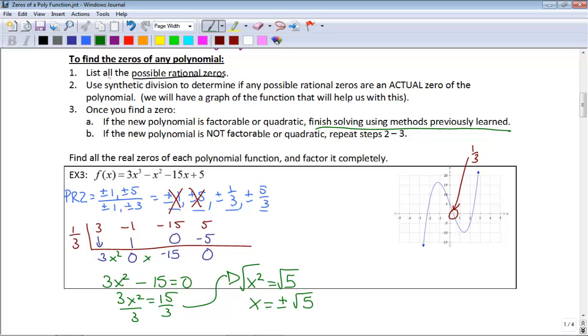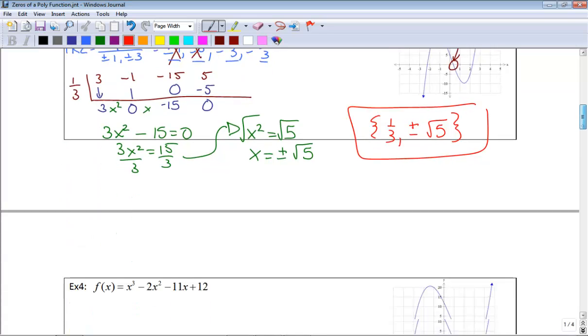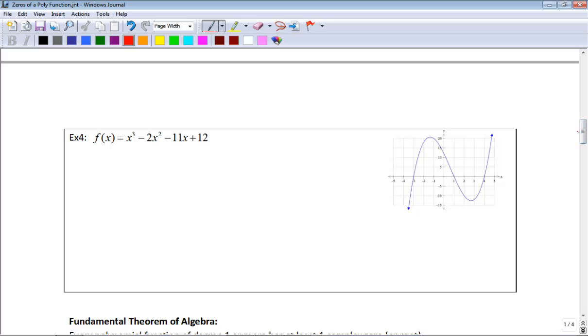So I have 3 answers for this polynomial. One of them is that 1/3, that 0 that we found earlier. The other 2 are right here, positive and negative root 5. This is my answer. These are the real zeros of the polynomial. Let's look at one more example of this. So I have x cubed minus 2x squared minus 11x plus 12.